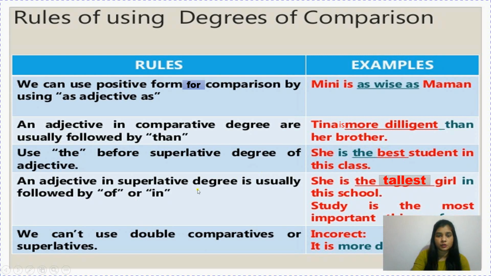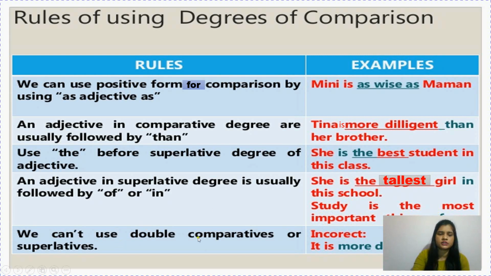An adjective in superlative degree is usually followed by of or in. Let's see how. She's the tallest girl in this school. Children, there are many girls. They may be tall, but one girl is there who is the tallest girl in the school.